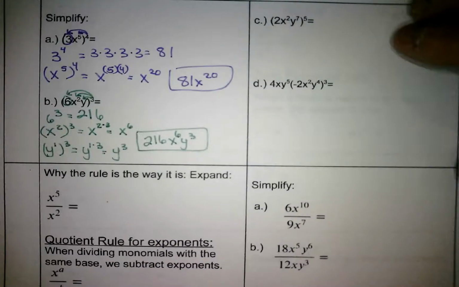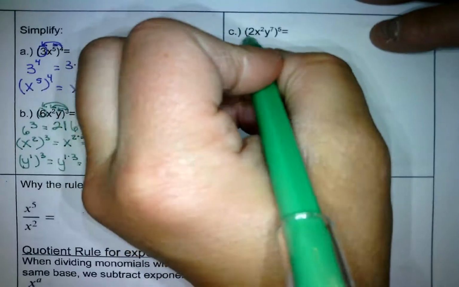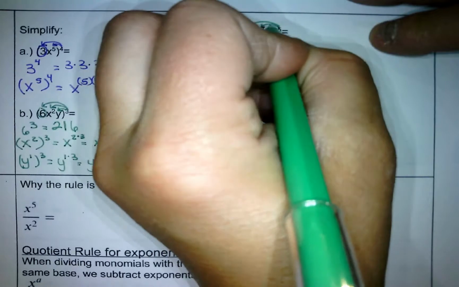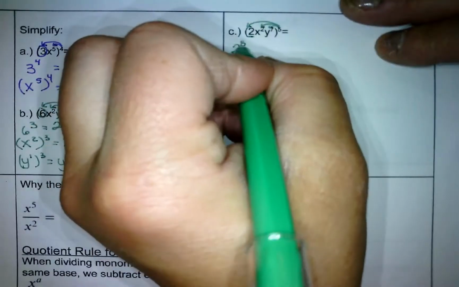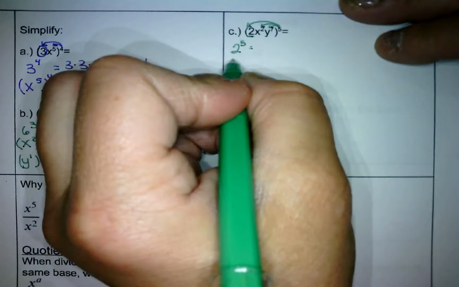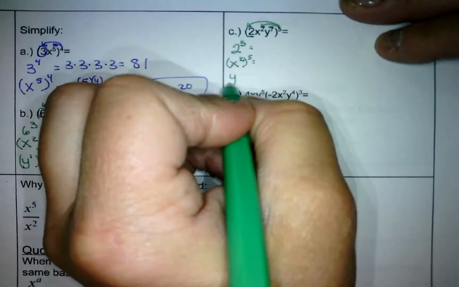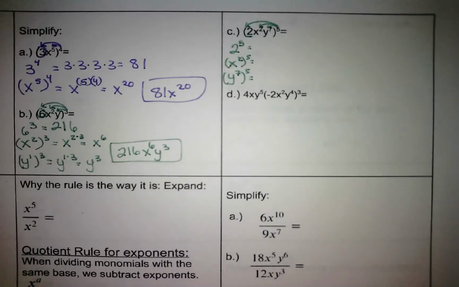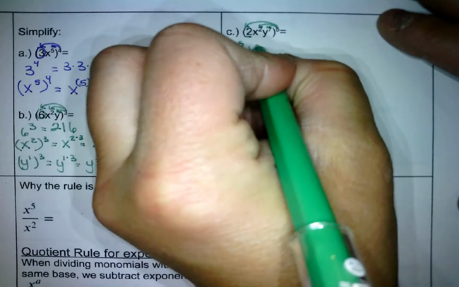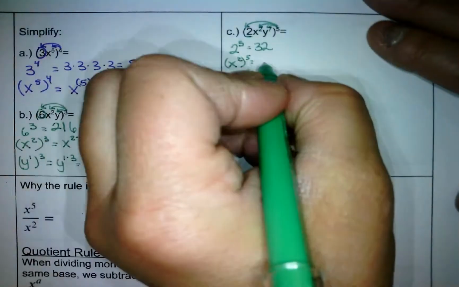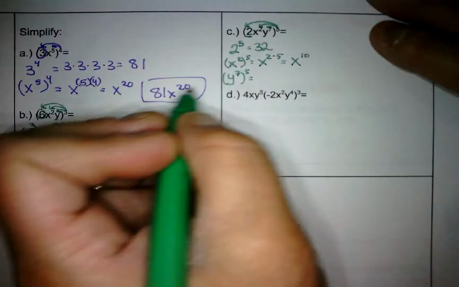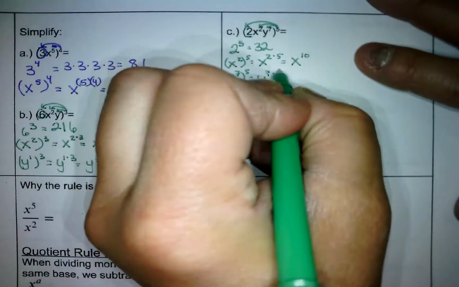Okay, let's go on ahead and do the next one. So same thing, we're going to distribute this 5 to every single part inside the parentheses. So it's going to be 2 to the 5th power, x squared to the 5th power, and y to the 7th to the 5th power. So 2 to the 5th power is 2 times 2 times 2 times 2 times 2. Did I say it 5 times? It's going to be 32. x squared to the 5th power is x to the 2 times 5, which is x to the 10th. And then y, 7 times 5, is y to the 35th power.